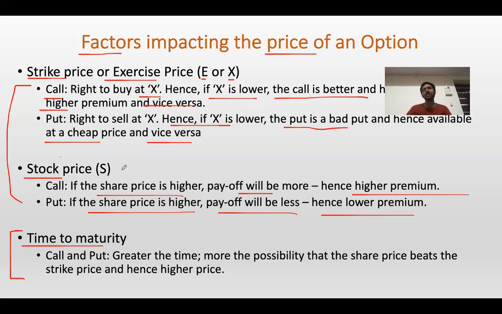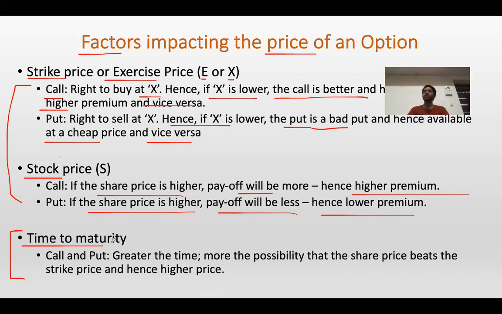1, the strike price. For a call option, the lower the strike price, the better it is, meaning the higher the premium. For a put option, the higher the strike price, the better it is, because you're going to receive the strike price as a cash inflow. So obviously the higher the premium. 2, stock price. The higher the stock price, the more deep in the money the call is, the payoff is higher, and therefore this call option is better and will demand a higher premium. For a put option, if the stock price is higher, the put payoff falls, and therefore that demands a lower premium.